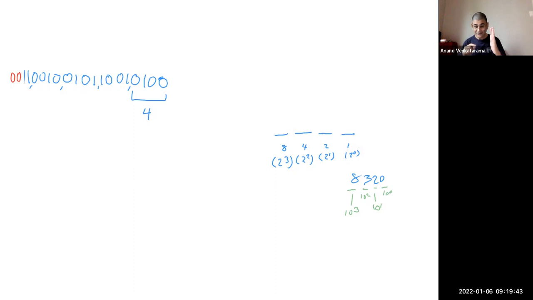Yes? When you take one. However, when you borrow in binary, you're still going to borrow, but they're not 10, 100, and 1000. They're going to be 2, 4, 8, and so on, right? So when you borrow, you're not borrowing tens, hundreds, and thousands. You're borrowing 2s, 4s, and 8s.